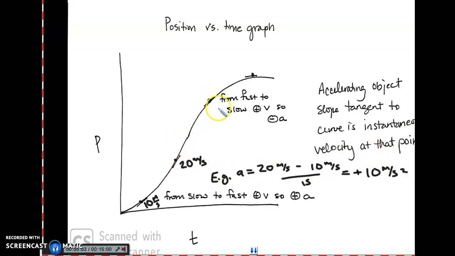Now, as I come over here, I've got a positive velocity again, positive slopes. These are all positive slopes, so positive velocities. But I'm going, say, from 20 meters per second, a steeper slope, to a more shallow slope.